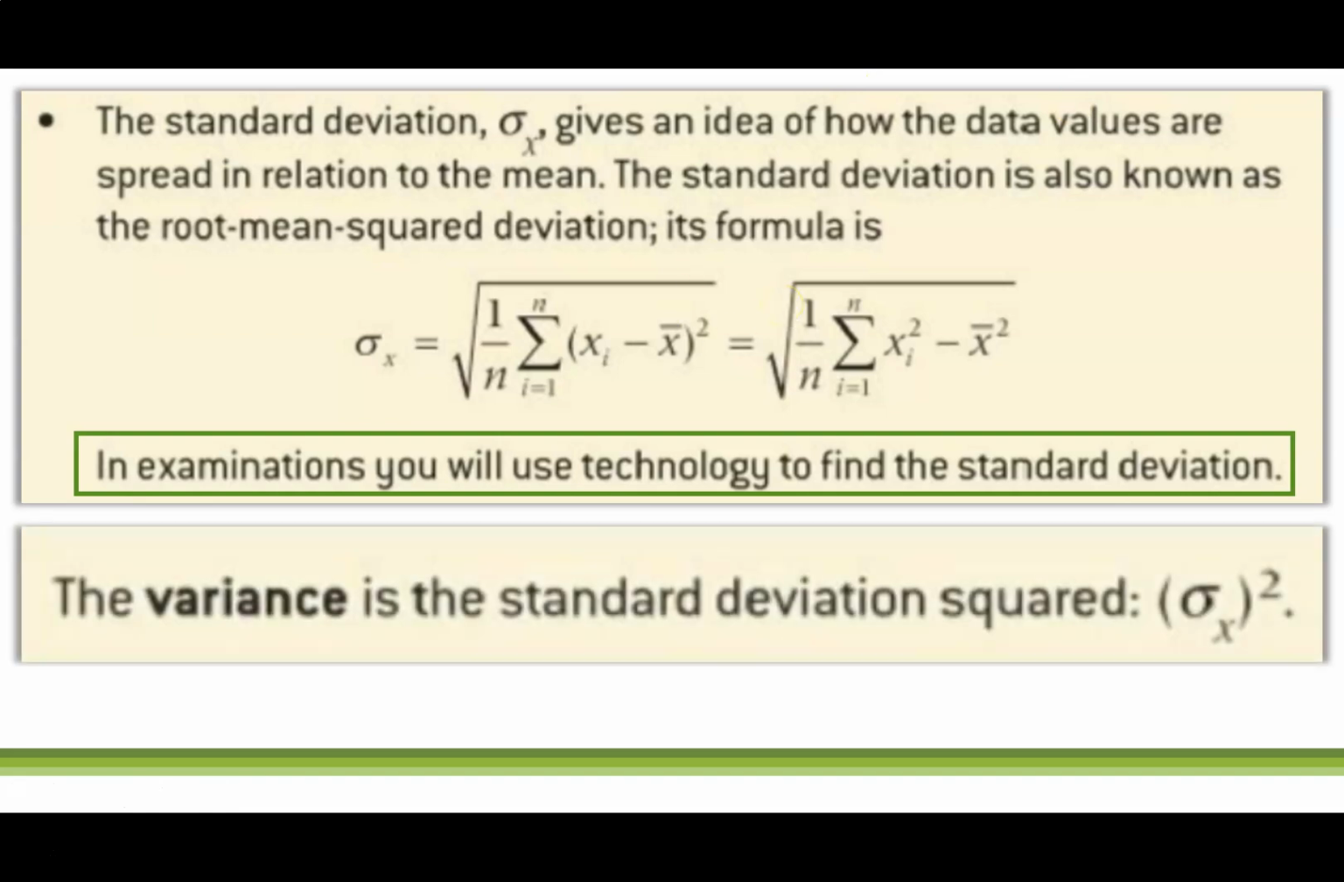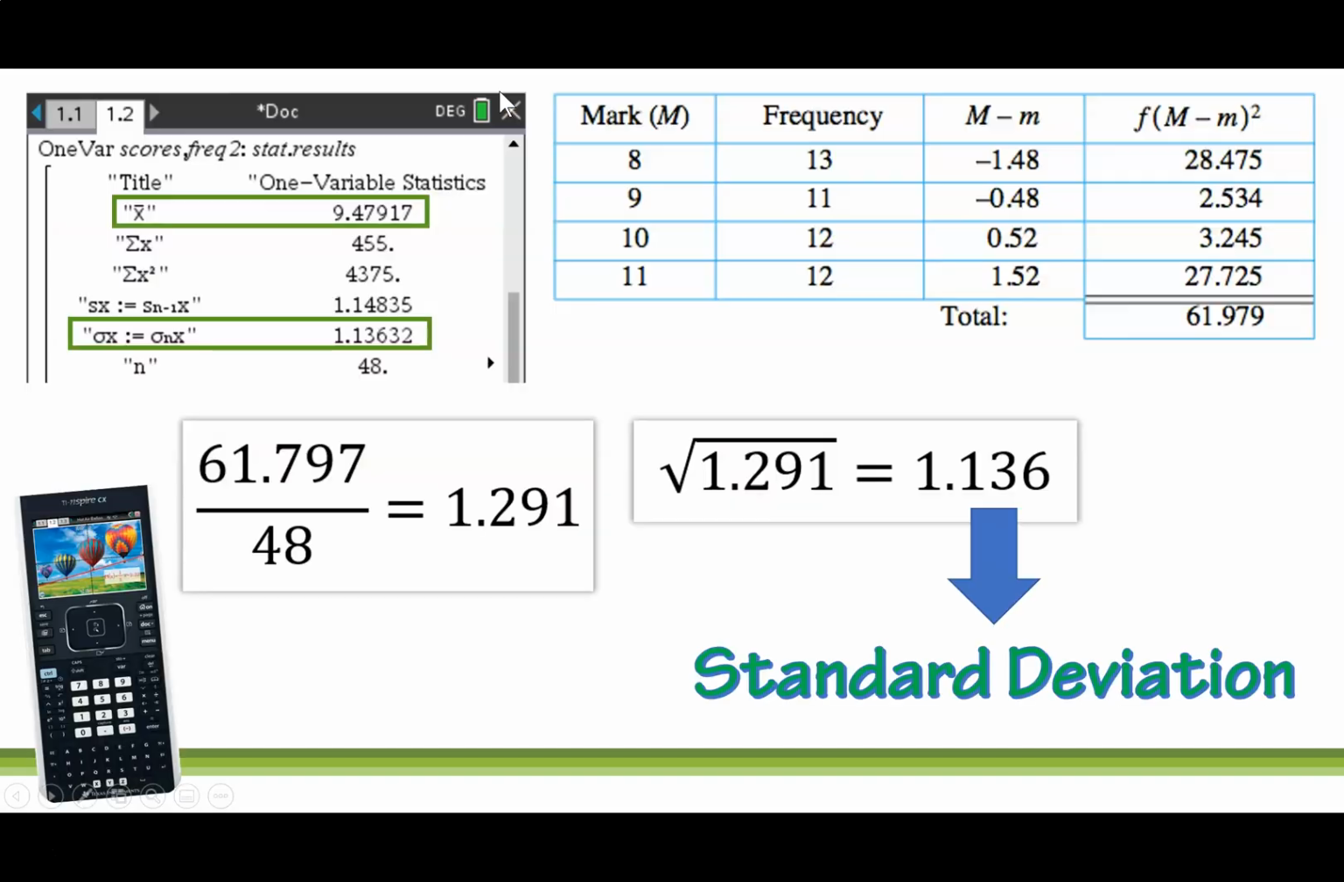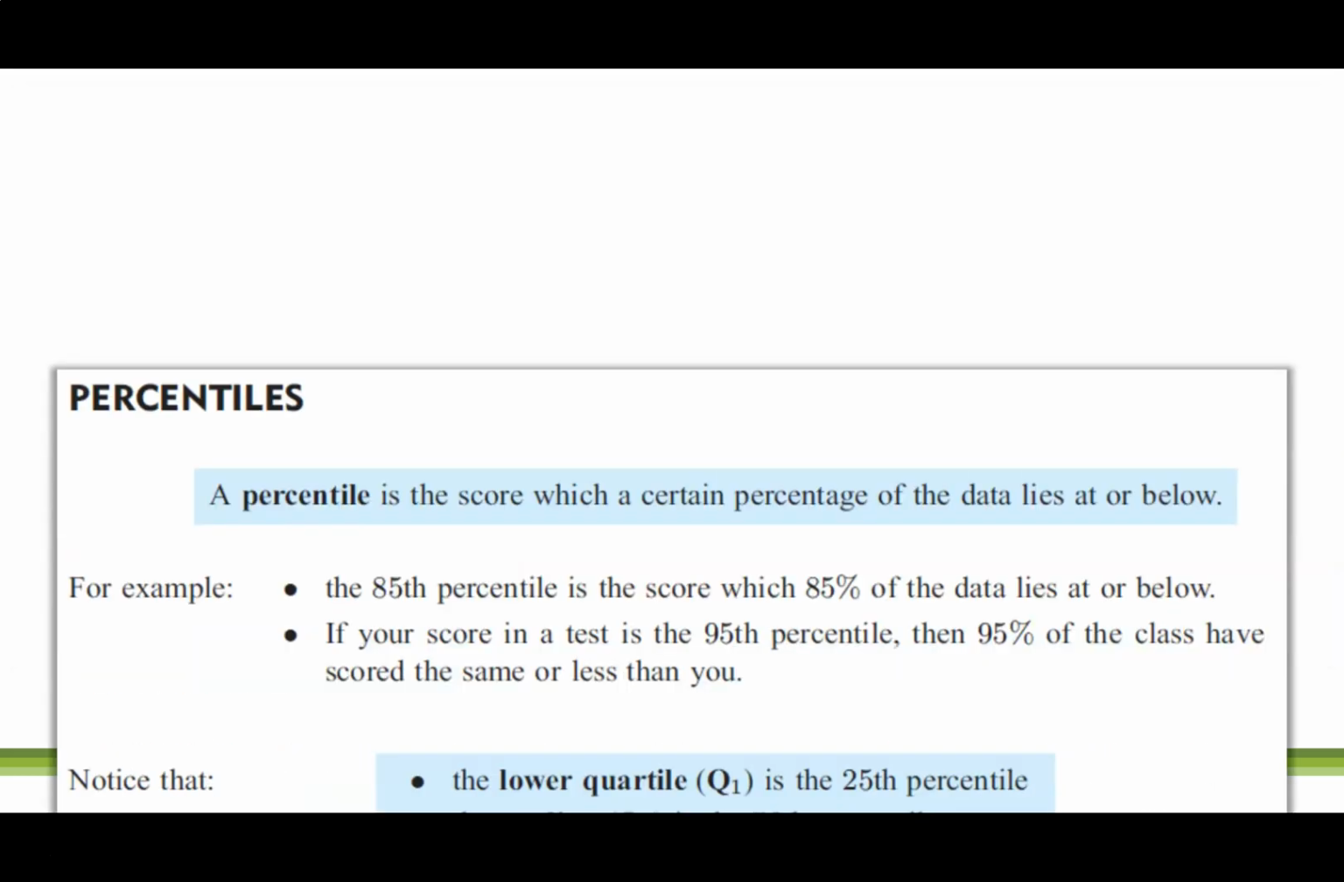If you're ever asked for the variance, this is kind of old-fashioned here. It's just the square of the standard deviation. Basically, the number before you would have taken the square root, 1.291. All right, so let's see what else we're going to do here.